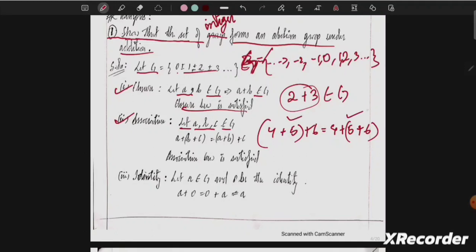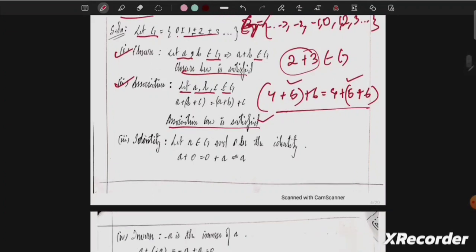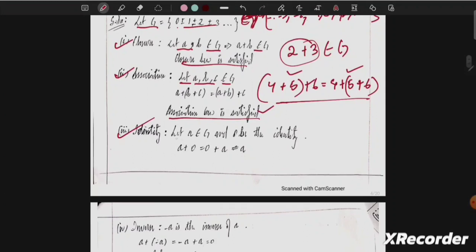Both left hand side and right hand side are equal to each other, and thus it satisfies the associative property. The next one is the identity element. Let A belong to G and 0 be the identity. We know that for addition, the identity element is 0.